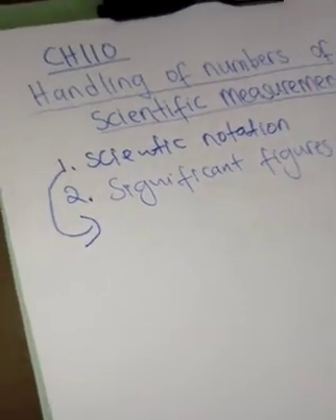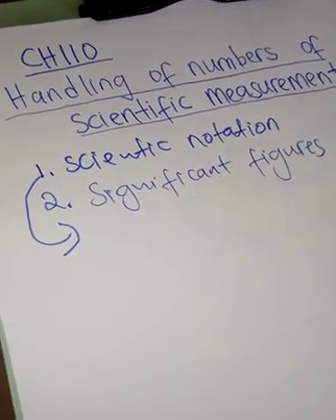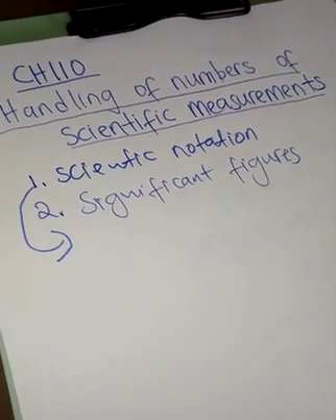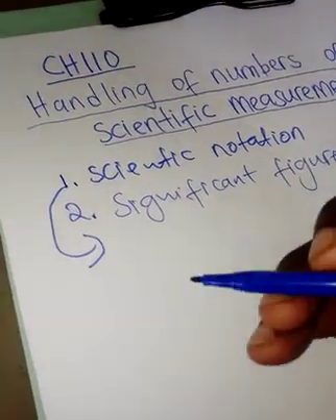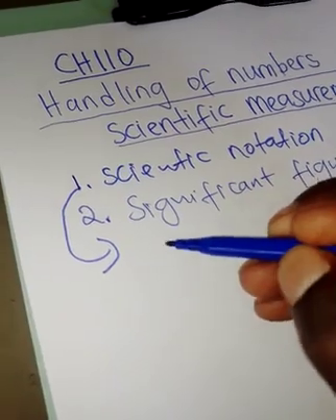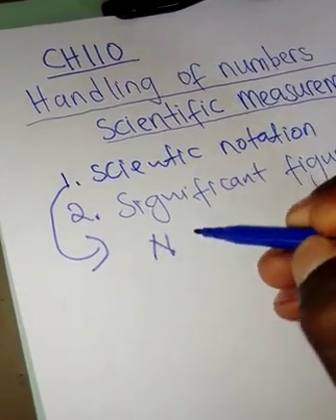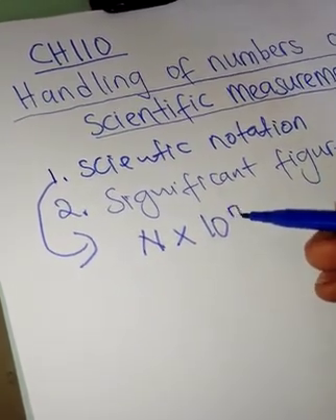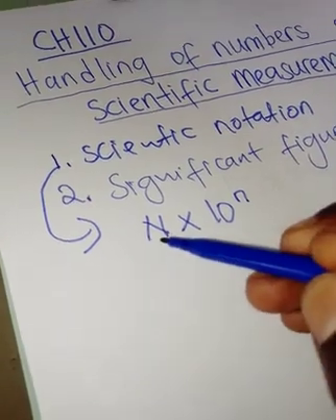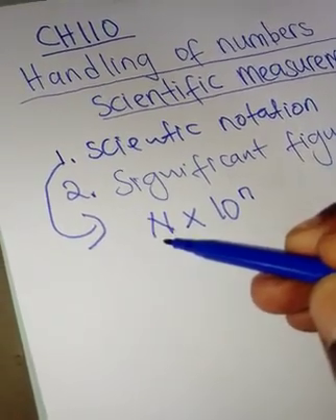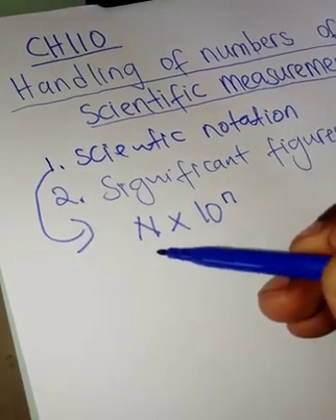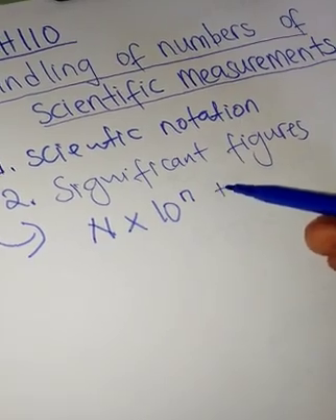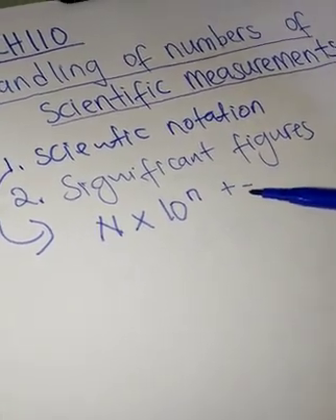Scientific notation actually is used when handling very small numbers or very large numbers. For scientific notation, you should know that numbers are written in the form of N times 10 to the power n, where this N, capital letter N, is a number between 1 and 10. Then this small letter n can be a positive or negative integer.